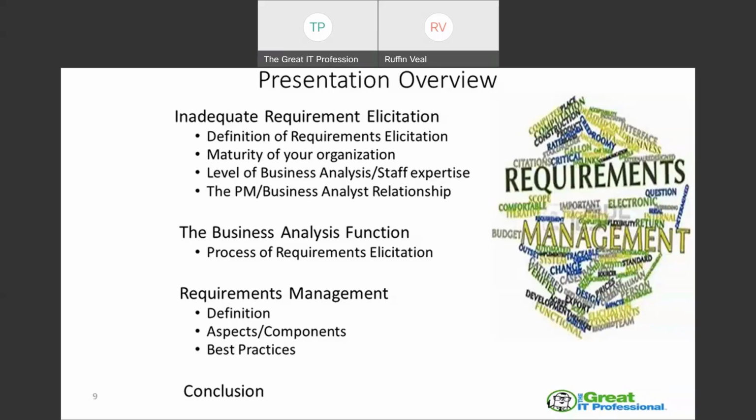And lastly, we're going to talk about requirements management. Now, requirements management, I believe, is an area where we sometimes drop the ball. We elicit our requirements, we gather them, we put them together in a nice binder, and then from that point on throughout the project, we don't manage them. So we're going to talk about what's necessary to manage those requirements and why that's important.